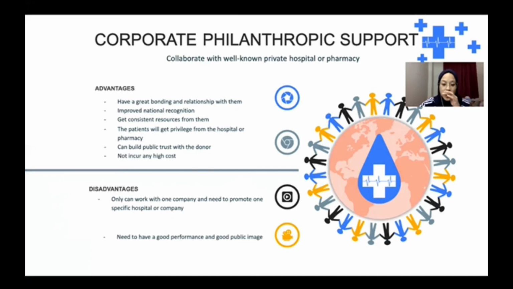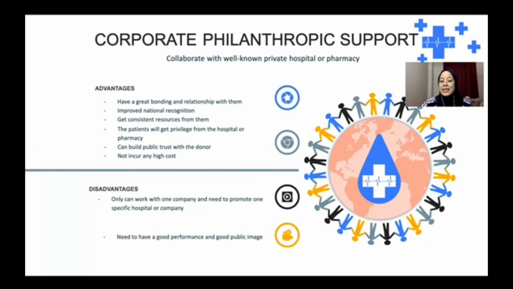Next, the patient will also get a privilege from the company. The best part is it will not incur high costs because the NGO just needs to propose their proposal, which also could build trust with the donor towards the hospital or pharmacy.